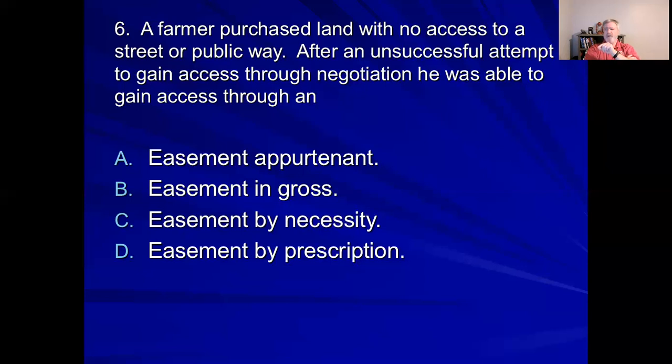Well, an easement appurtenant, now first of all, the term appurtenant just means any rights that currently exist with the property would convey from one owner to the next. In other words, it's deeded. So that easement would be part of the deed and it conveys from one owner to the next. Well, obviously, there's nothing in this farmer's deed that gives him access to that land. So that would not be an easement appurtenant. He did not gain access through an appurtenant.